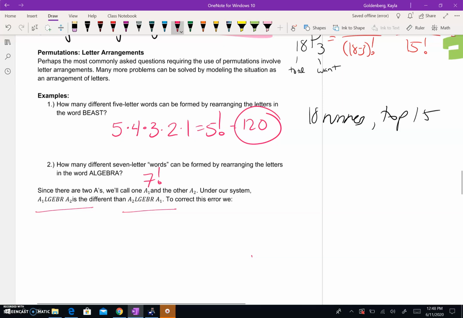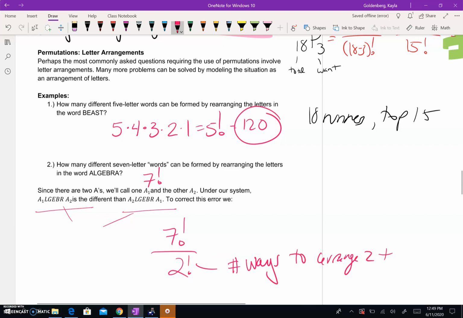So, is there a quick way that you can think of to adjust for the overcounting that we have done? You might be thinking that we've counted each of these same words twice, so divide by 2. You are completely correct. One thing I do want to point out is it's technically dividing by 2 factorial, because that's the number of ways to arrange 2 things.